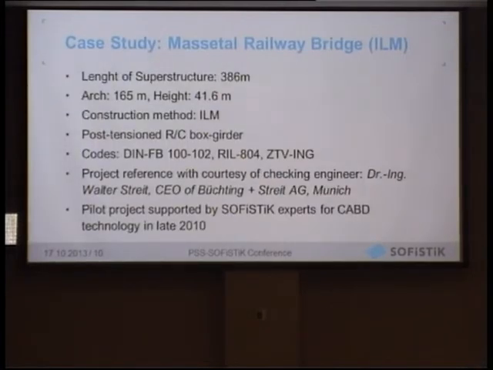So some basic data: length of superstructure is almost 400 meters, with an arch of 165 meters and roughly 40 meters height. Interesting is that the bridge was supposed to be incrementally launched. Now we say, okay, no problem about a straight incrementally launched bridge. So they chose the construction method to be a post-tensioned box girder. And of course we have the standard design codes at that time in Germany, which is DIN Fachbericht, which is very close to Eurocode, and some additional regulations for the German Deutsche Bahn.